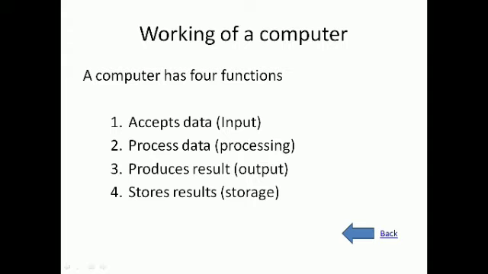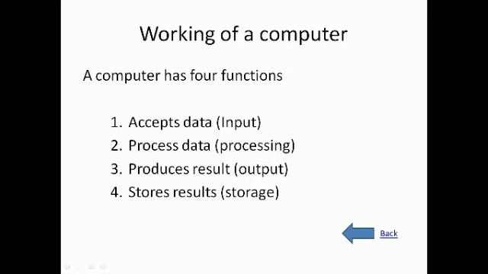Next is the working of a computer. A computer has four functions. First one, accept data, that is input. Second one, process data, that means work on the data that is already received by the processor, that is processing. Third one, produces a result. After processing the data, the microprocessor will produce an output that is called the result.